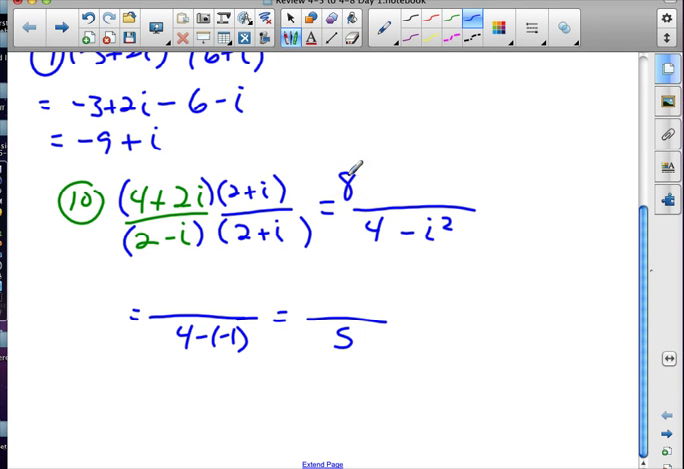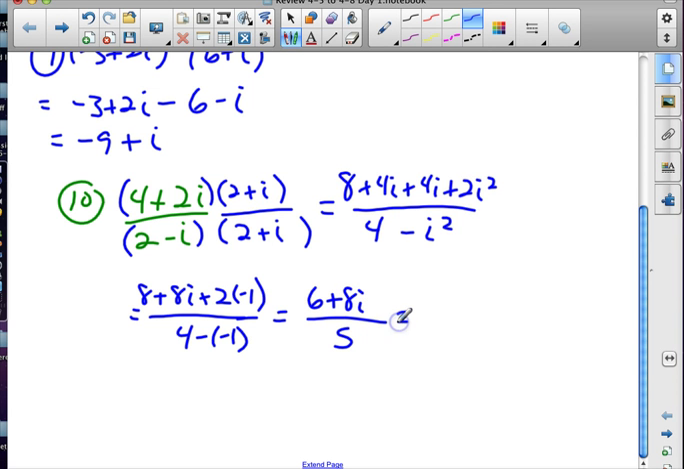So first times first will give us 8. Outside times outside, 4i. Inside times inside, 4i. Last times last, plus 2i squared. Then go ahead and combine like terms, 8 plus 8i, and recognize i squared as negative 1. So that will really give us 8 minus 2, which will be 6. So we will have 6 plus 8i over 5.